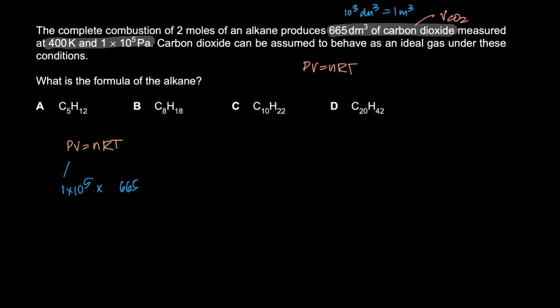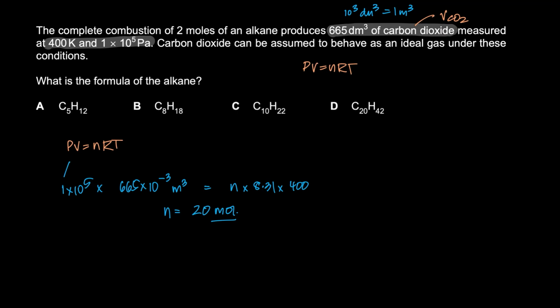So 665 dm cube is 665 times 10 to the power of minus 3 meter cube, and R is always 8.31, and the temperature in Kelvin they've given you is 400. So this will help you calculate the value for n. Let's do that on a calculator and find out what that is. 1 times 10 power 5 times 665 divided by 400 divided by 8.31. So I get 20 moles.